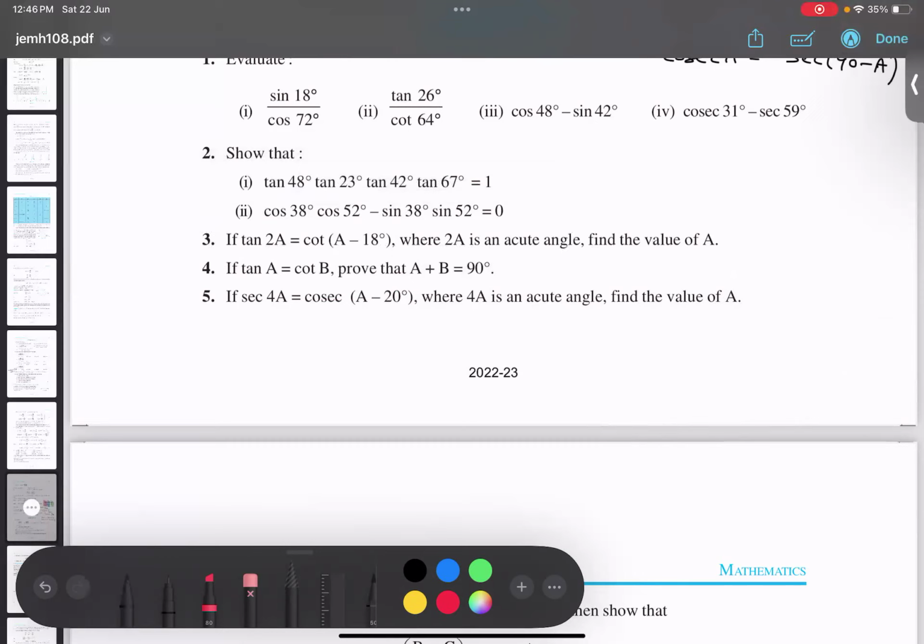Now, question number 4 is also similar. Tan A equals cot B. Can they be equal? Yes, we can make them equal. How can I make them equal? Tell me. By changing tan into cot. How can I change tan into cot? So cot of 90 minus A equals cot B.